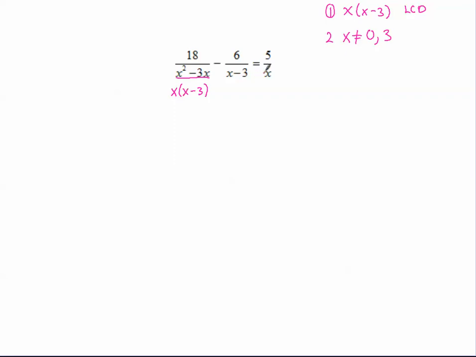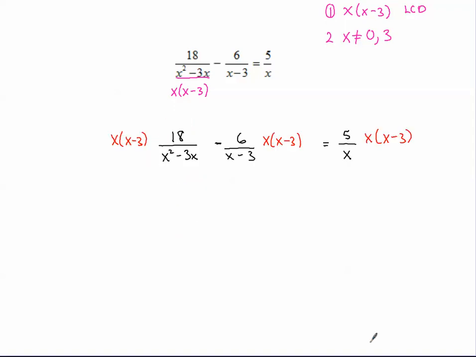So now I need to multiply both sides, or each term, by my LCD. So if I do that, I have 18. Well, let me rewrite this equation out how you would see it, and then I'll come back. Okay, so I've rewritten our equation out. It's in the black ink, and then the LCD is in the red. So I multiplied each term by the LCD.